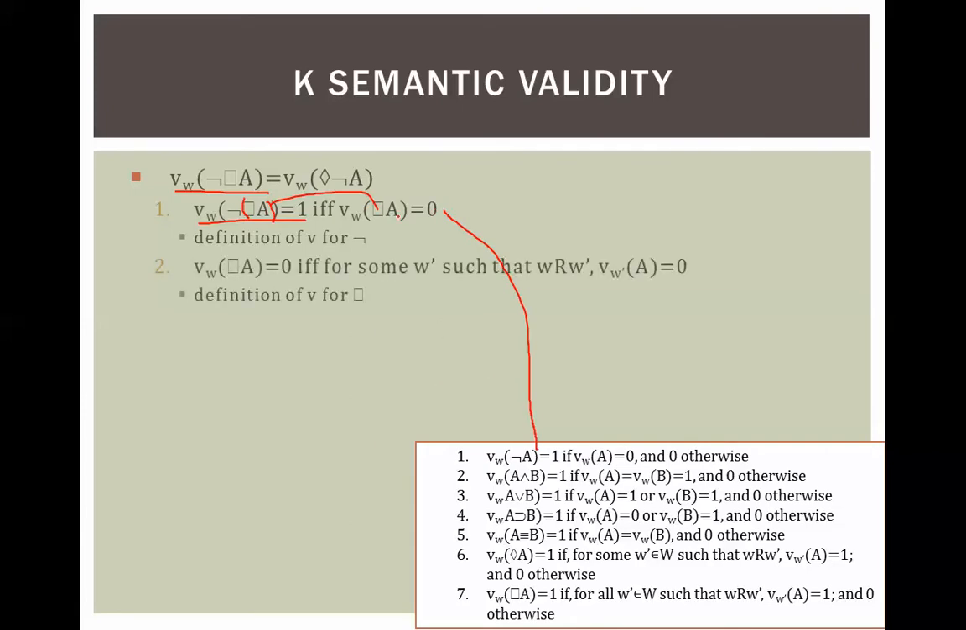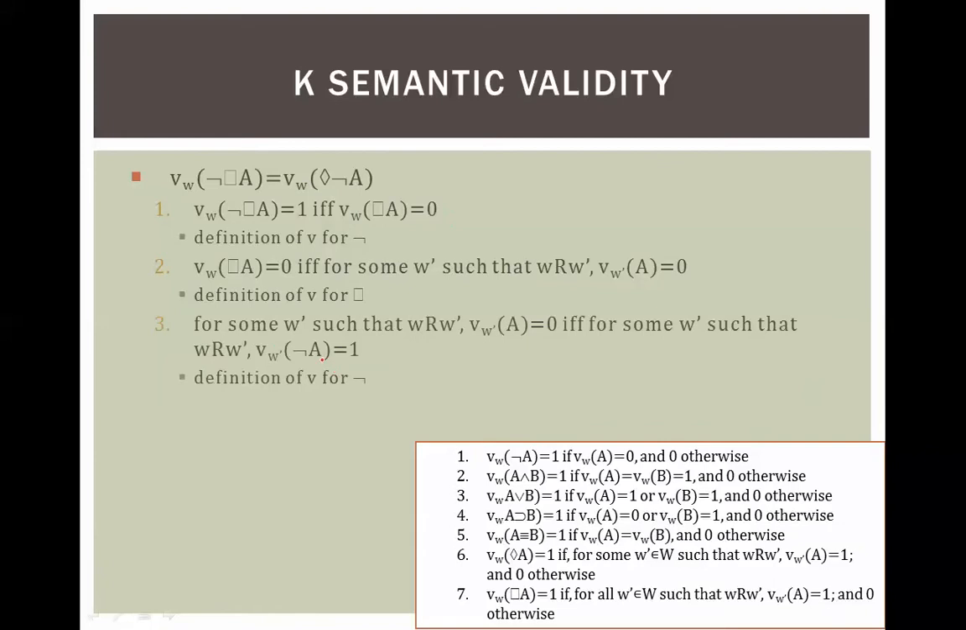And then, again, this goes down here. So the truth value of necessarily A equals 0 if and only if there's some world W prime that W is related to such that A equals 0 at that world. And that is this rule down here, right? Let me erase this so it's not as confusing. So again, this is basically this right here.